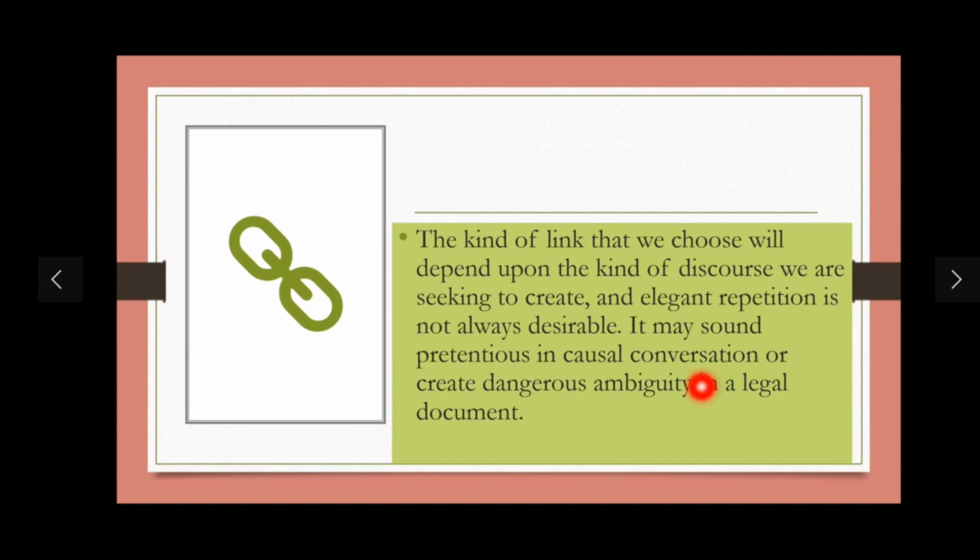But when we are using elegant repetition in discourse, it means that we are linking one word with another, or one sentence with another, as a cohesive device.